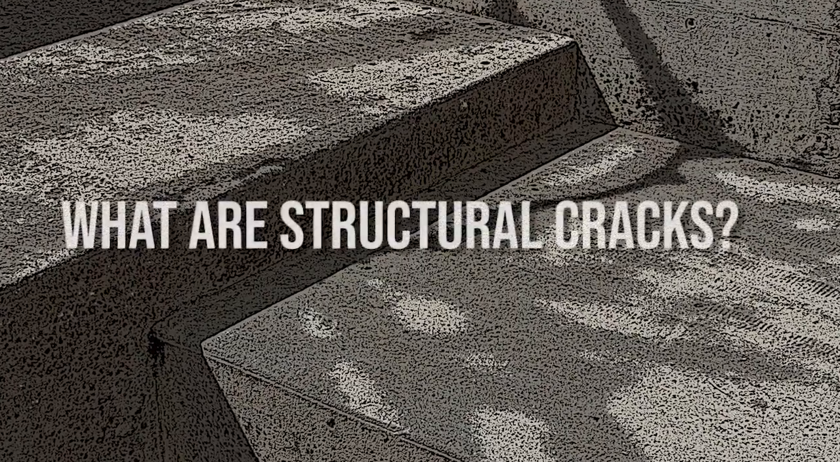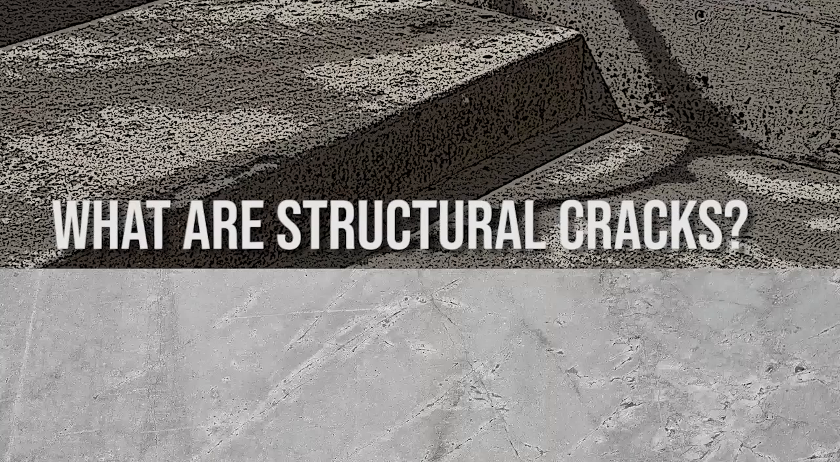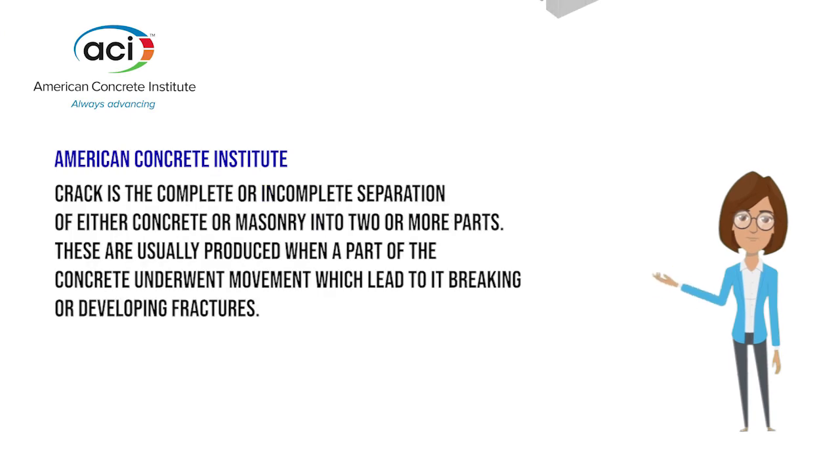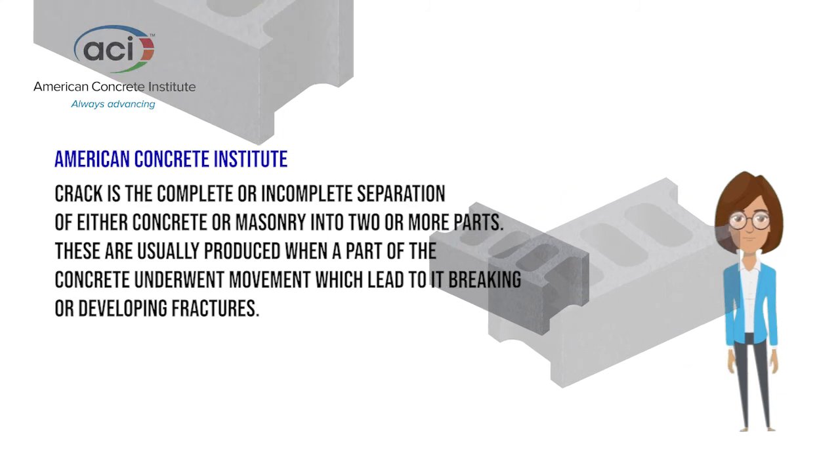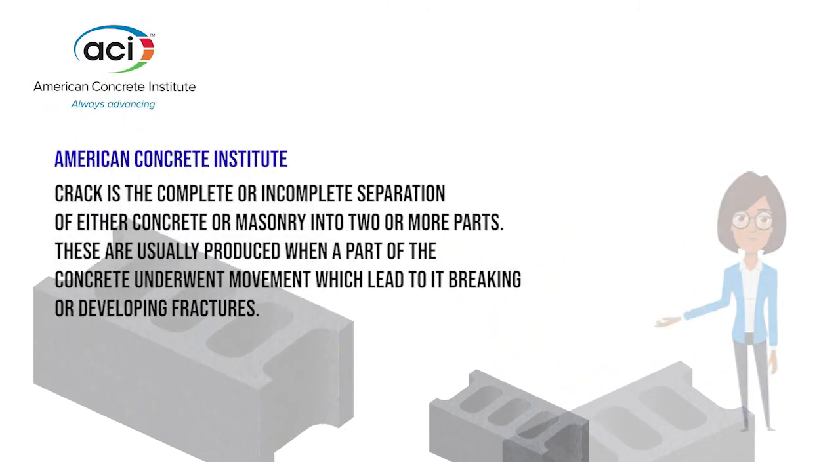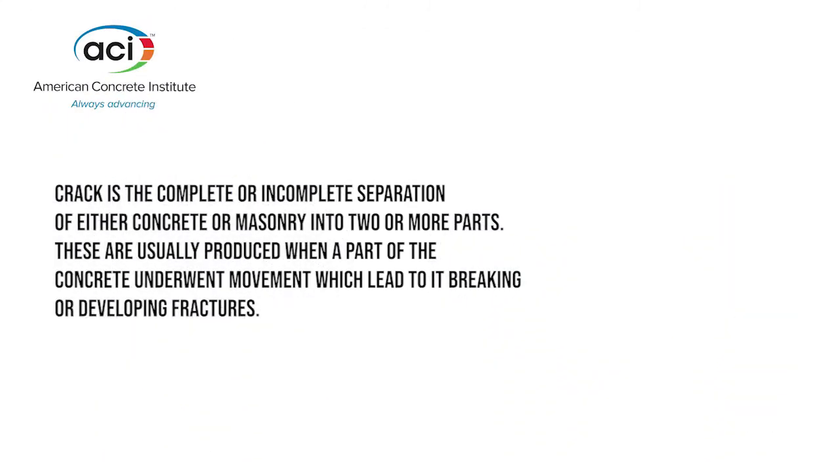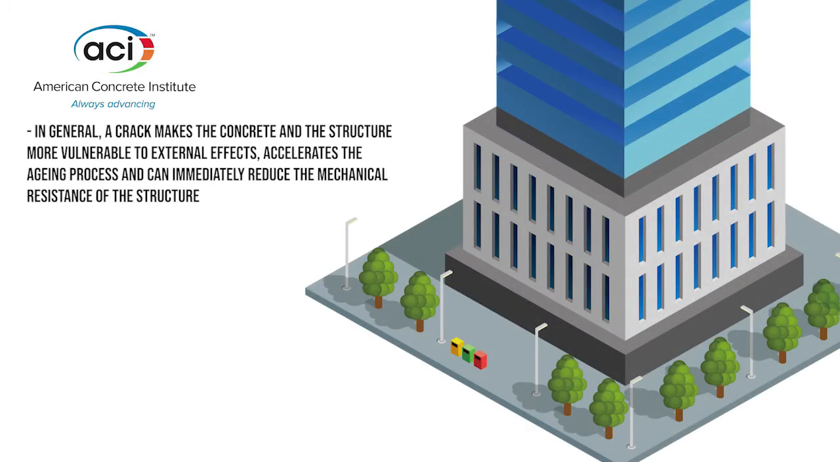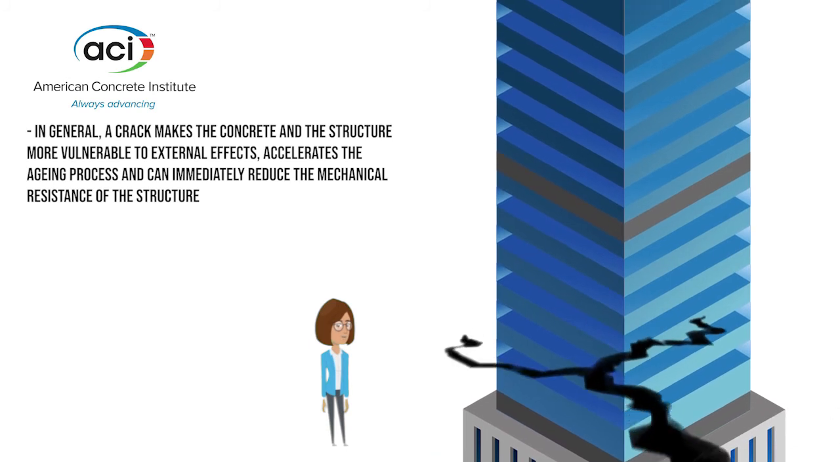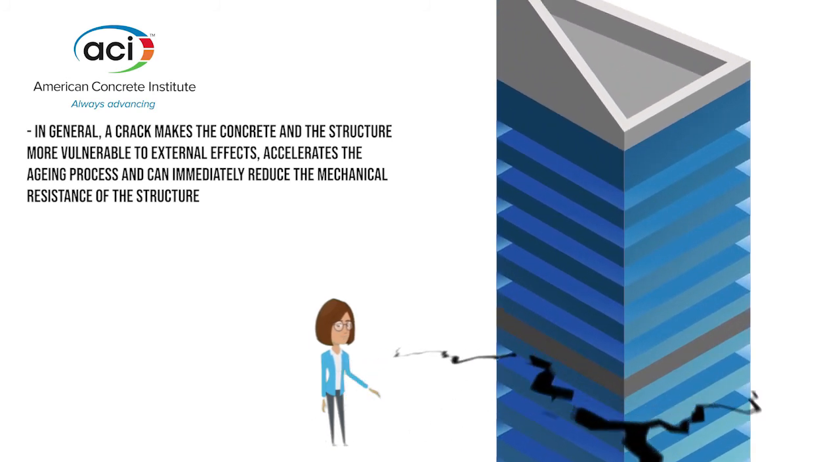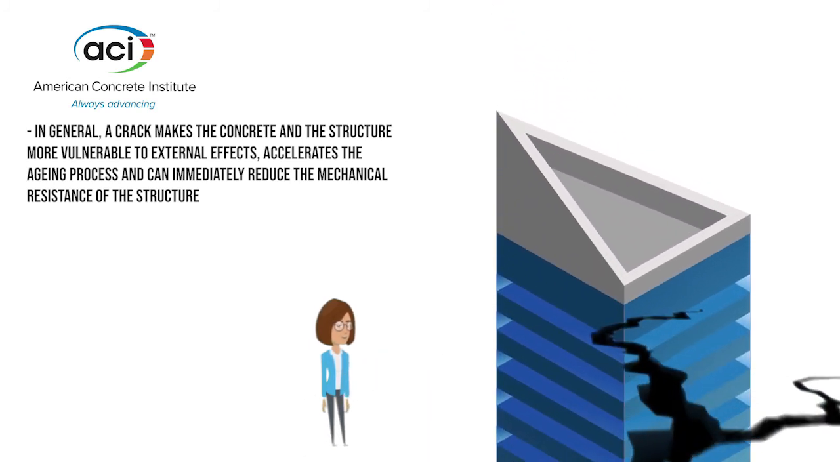What are structural cracks? According to the ACI concrete terminology, a crack is the complete or incomplete separation of either concrete or masonry into two or more parts. These are usually produced when a part of the concrete underwent movement which led to it breaking or developing fractures. In general, a crack makes the concrete and the structure more vulnerable to external effects, accelerates the aging process, and can immediately reduce the mechanical resistance of the structure.